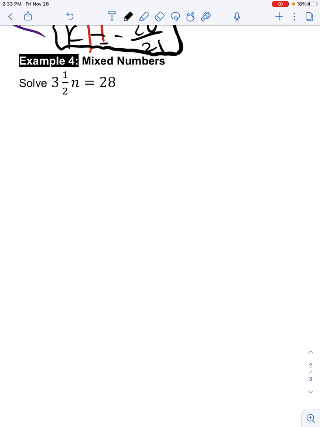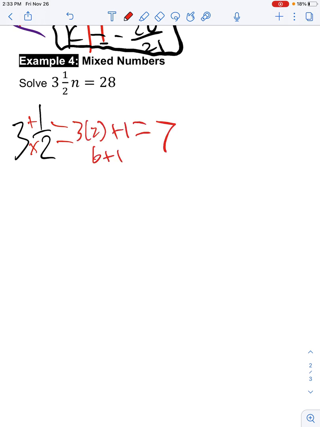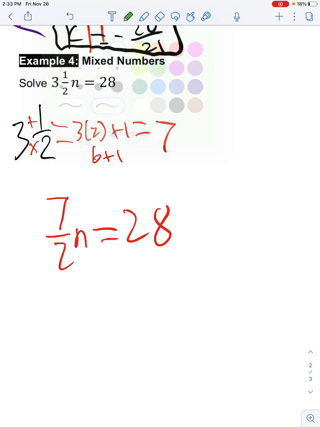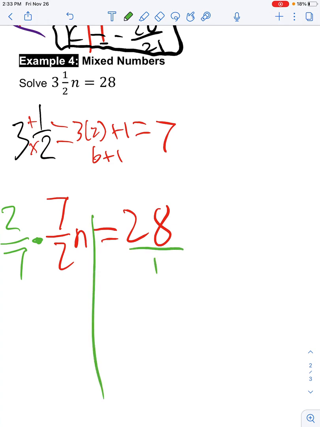So again, in this case, with a mixed number, I would probably just turn this into an improper fraction. How do you do that? You take whatever is in your denominator, multiply it by the whole number, and add the numerator. So 3 times 2 plus 1, 6 plus 1, this is going to equal 7. So I'm going to rewrite this as 7 over 2 n equals 28. 7 over 2 times n. How do you undo that? Again, you're going to divide by 7 over 2. And so when you do keep, change, flip, you're really going to end up multiplying it by 2 sevenths.